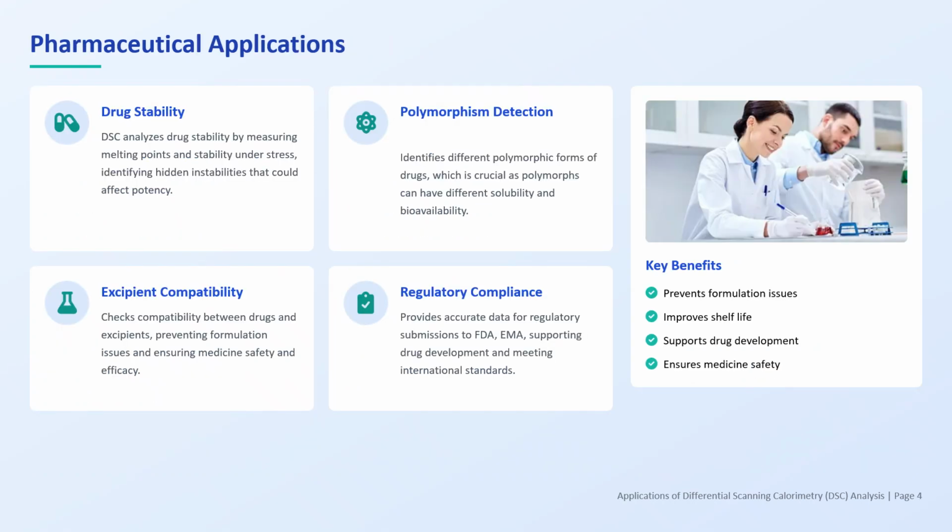In pharmaceutical development, DSC plays a critical role very early in the process. For drug stability, DSC detects melting point shifts or unexpected thermal events that signal degradation risks. These issues may not be visible in chemical assays alone. Polymorphism detection is another key application. Different polymorphic forms of the same drug can have completely different solubility and bioavailability. DSC helps identify and differentiate these forms quickly.